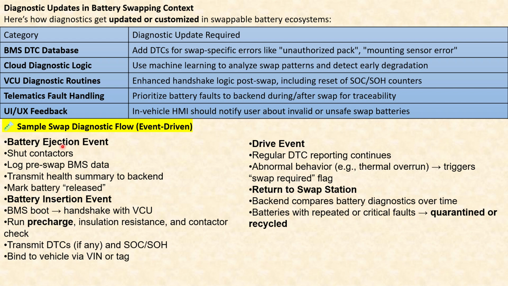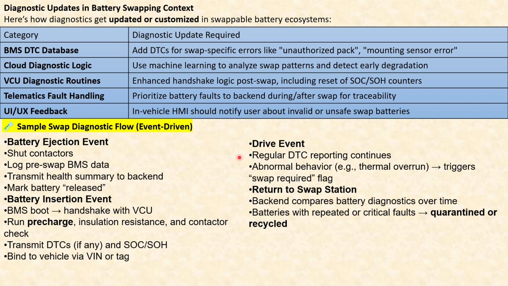Now talking of the sample swap diagnostic flow, the first is the battery ejection event. Okay, and within this battery ejection event, first you have to shut the contactors. Next you log pre-swap BMS data. Next you transmit a health summary to the backend and then you mark the battery released. Okay, this is how you eject the battery.